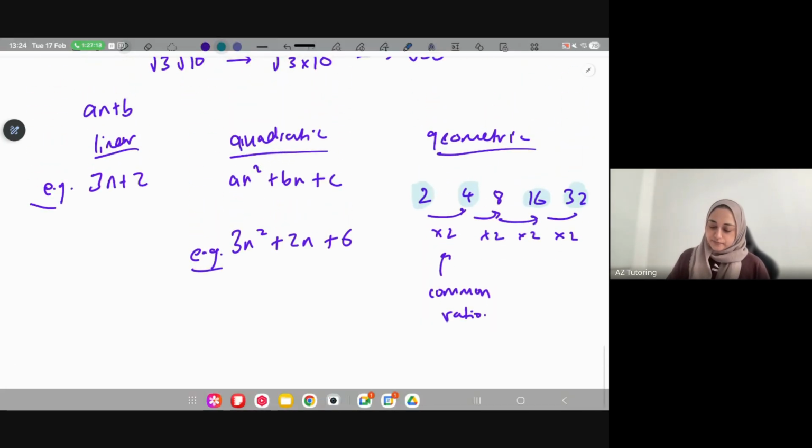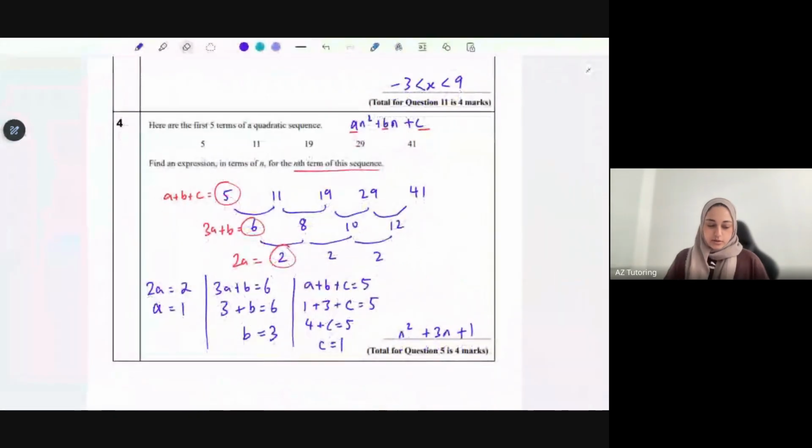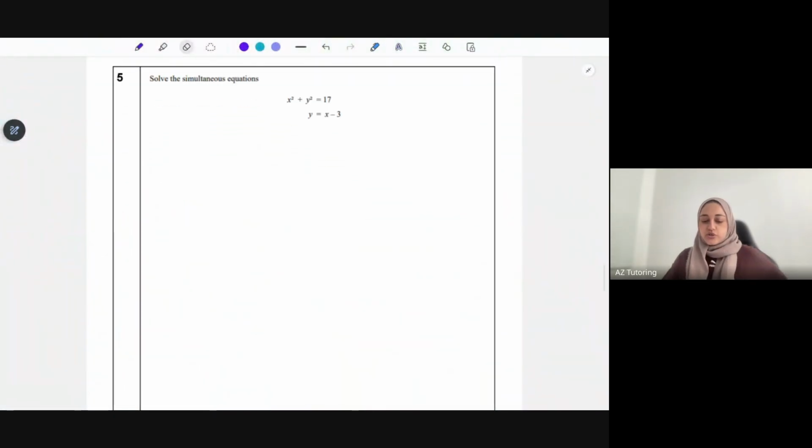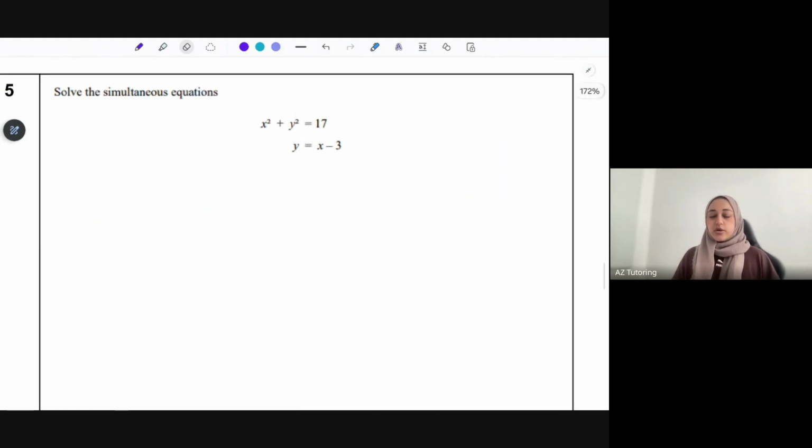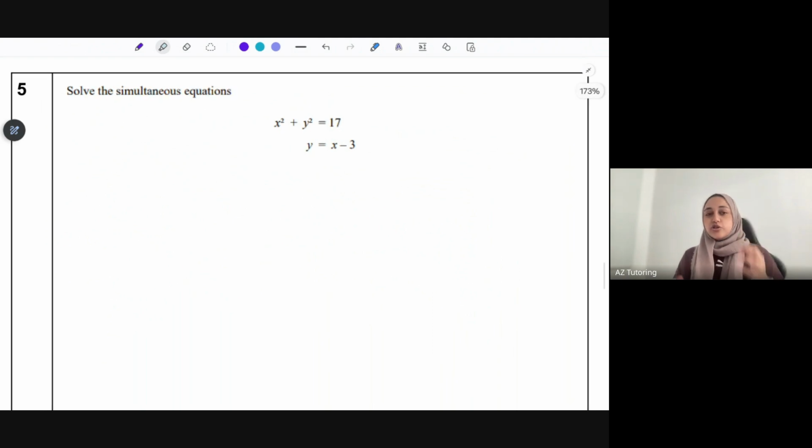Okay. Now I'm going to do one more question. So this is solving quadratic simultaneous equations. Yesterday, in foundation class, you covered normal simultaneous equations where there's no squares involved. If there's a squared involved, you have to substitute one equation into the other to get rid of one of the letters. So here we've got x squared plus y squared equals 17, and we've got y equals x minus 3. In order to solve simultaneous equations, we have to get rid of one of the letters.